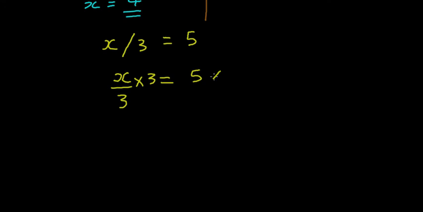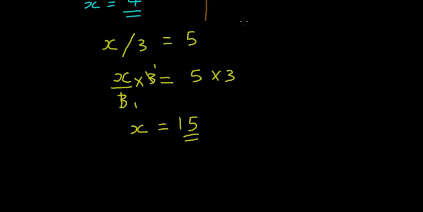So we multiply here by 3. 3 goes in here 1, 3 goes in here 1. So we end up with x alone on this side. Then 5 times 3 gives you 15. Okay, so we'll solve that.